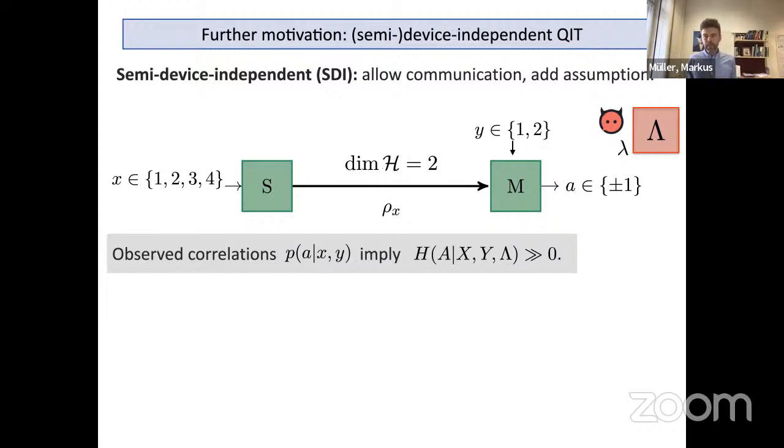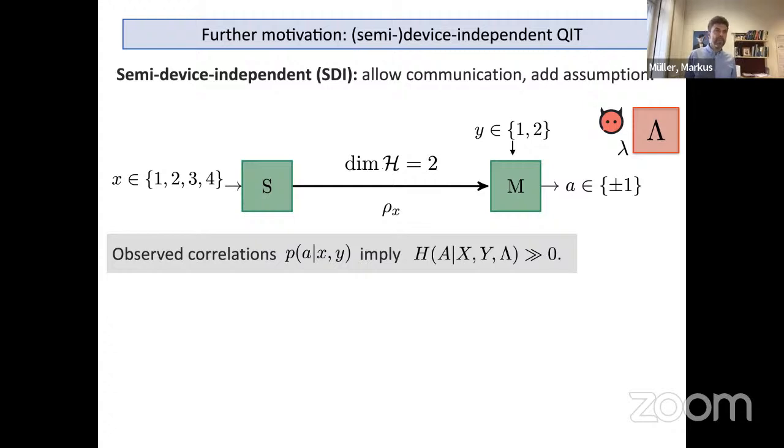Now, the point is that in some of these scenarios, just from the observed correlations, you can infer that you have certified random numbers. So for example, just from the setup, you can estimate the conditional probability of the outcome A given the settings X and Y. And this may look random, so perhaps these probabilities are close to 1/2, which is good. You want randomness, but you want to say more. You also want that, for example, the conditional entropy of your outcome A, given X, Y, and also given lambda, all other variables that are relevant for this experiment, that entropy should also be larger than 0.